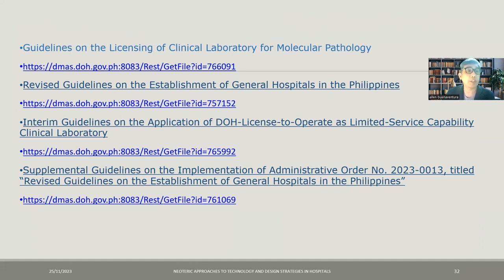Supplemental guidelines for administrative order number 2023-0013, which is also the same as the revised guidelines for establishment of general hospitals, but it is catering to the southern part of the Philippines.